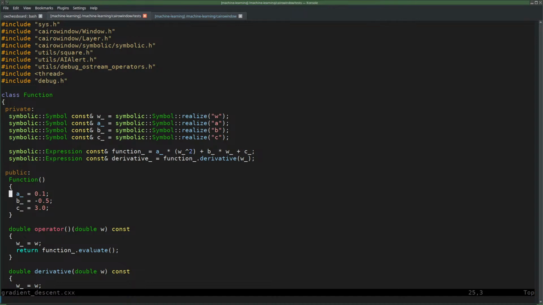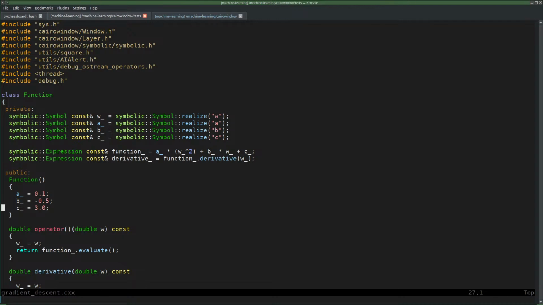Yeah. 2.4 is correct. And the derivative of 2 times a is 0.1 times w, which is 3, plus b, which is actually then a minus 0.5, is 0.1, so that is also correct.